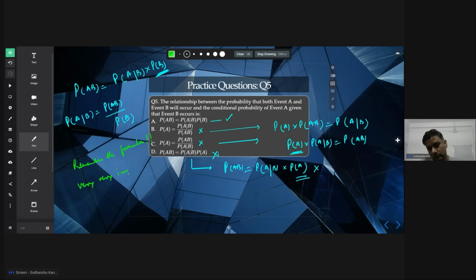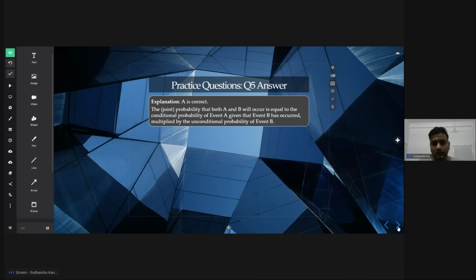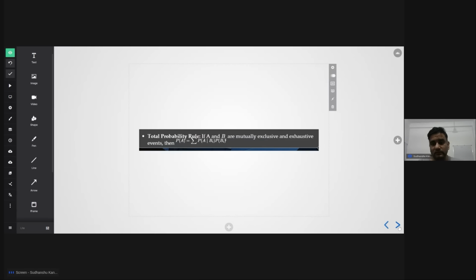The smart student will understand that FRM relies a lot on your conceptual clarity as well as your remembering of properties. You have to focus on conceptual clarity and also on remembering the properties. Okay, so that's what we have here, guys. This answer is A, that we got. Then we have Bayes theorem.